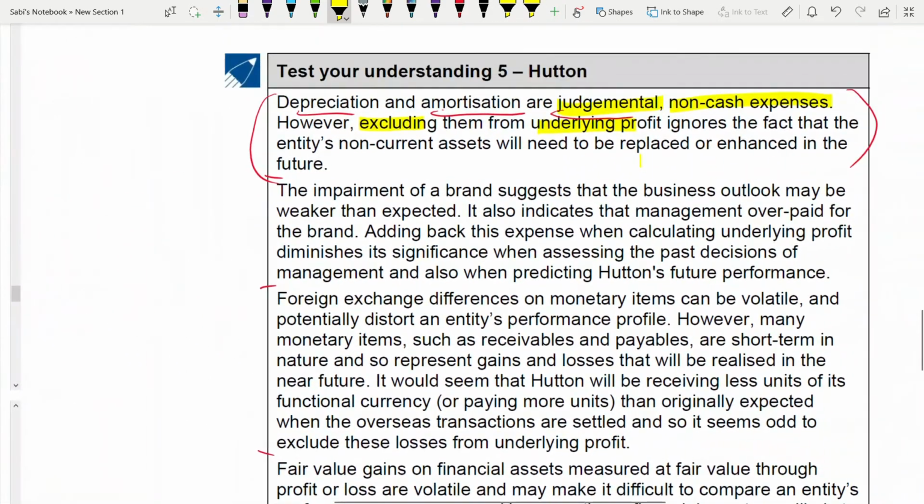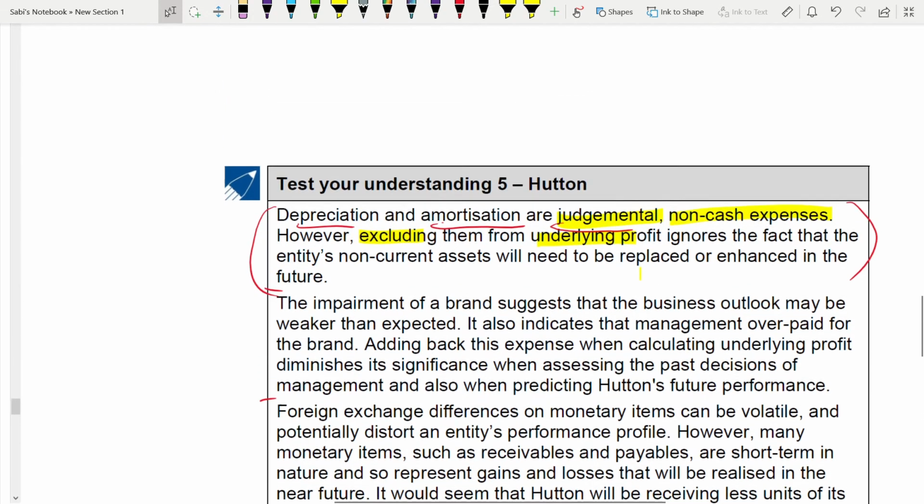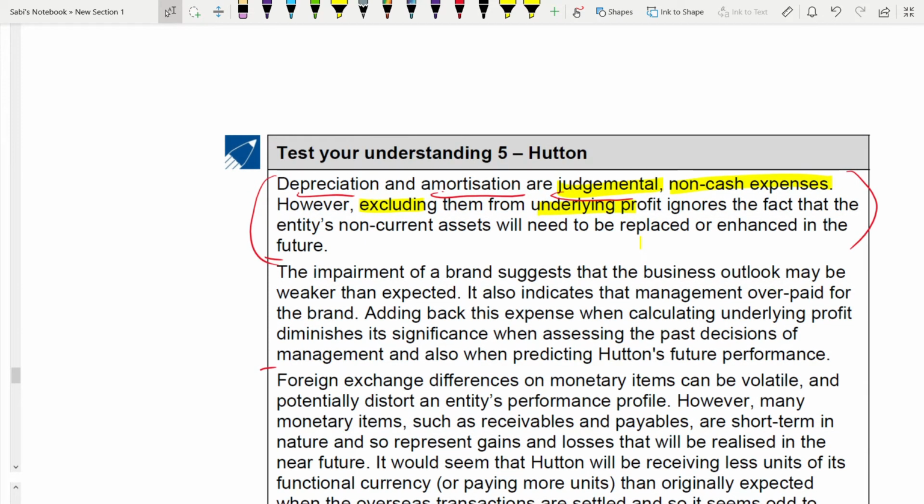because they feel it is judgmental and it's a non-cash expense, so exclude it. But is it true? To get underlying profit, you have to exclude it. It's something to debate on, but that's not our focus. Our focus is you have excluded it. So it ignores the fact that an asset needs replacement or enhancement in the future. So the first point, you have talked about depreciation and amortization, two things. Second paragraph, impairment of a brand.